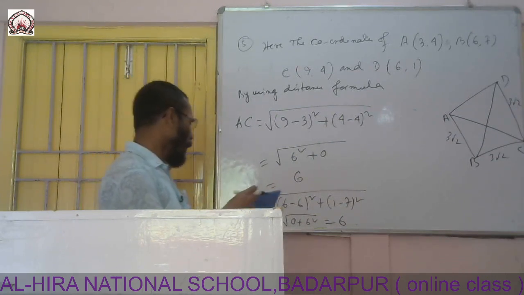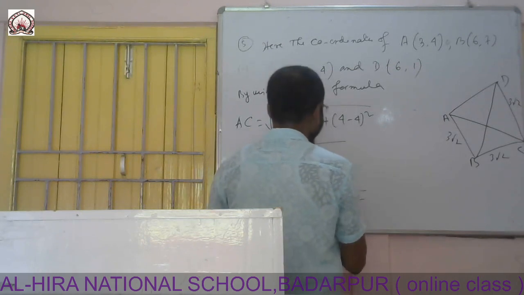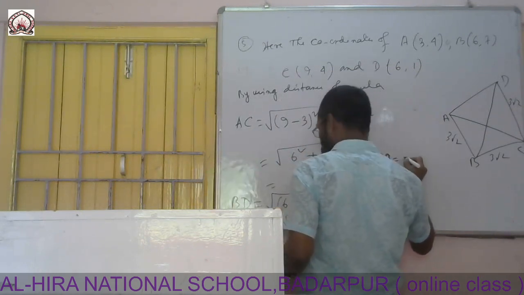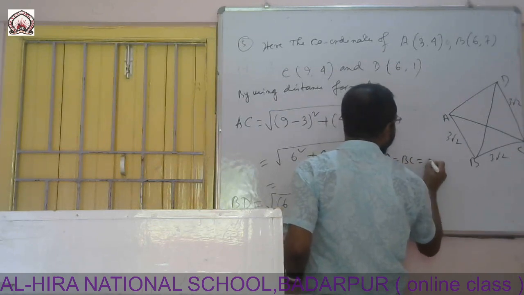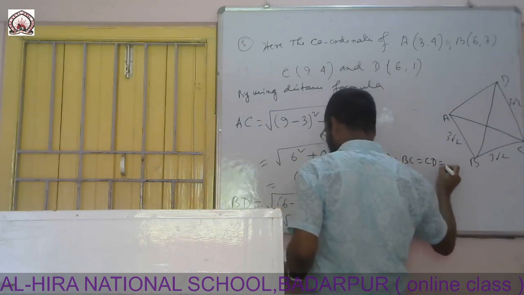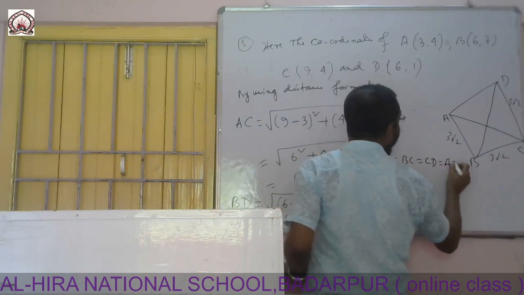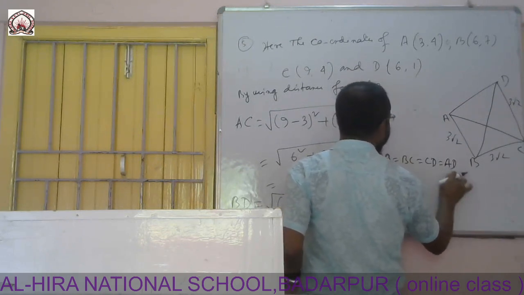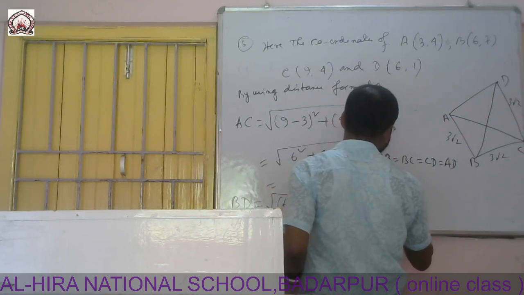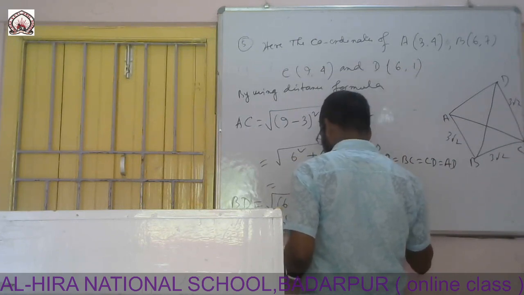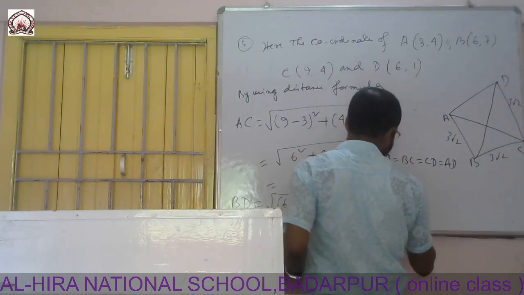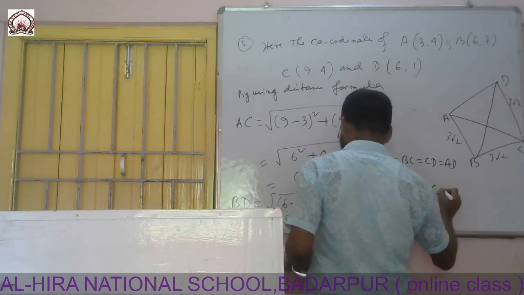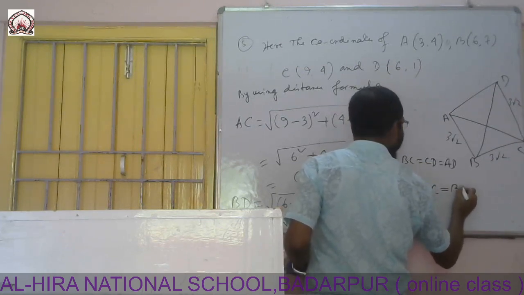So you write AB is equal to BC is equal to CD is equal to AD, and also diagonal AC is equal to BD.